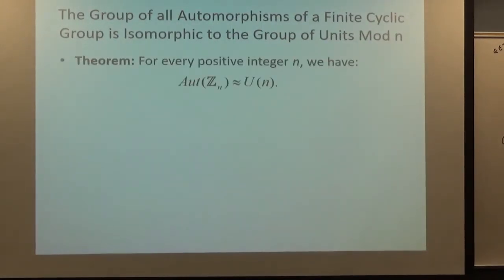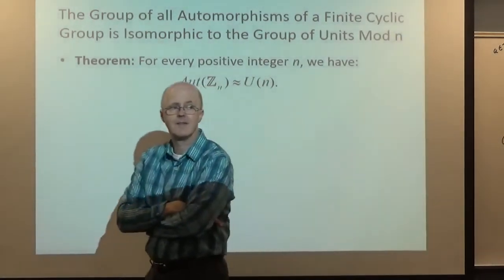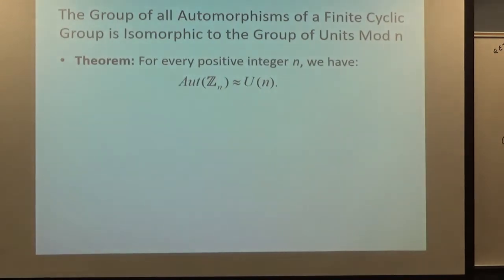Here's a theorem that says the group of all automorphisms of a finite cyclic group is isomorphic to the group of units mod n. Aut Zn is isomorphic to Un. The group of automorphisms of Zn is isomorphic to Un.